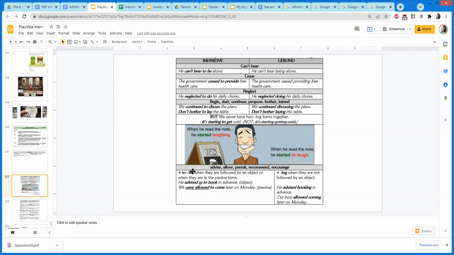The funny thing is, if you use somebody: he advised us to book in advance. We were allowed to come. He advised us to book in advance is infinitive because you have us, кому. He advised booking in advance. There is no us. That's why you say ing. He advised booking in advance. Permit doing, allow doing, but he allowed me to do. If you use the passive form, we were allowed to come, it will be the infinitive. Because our boss allowed coming, позволил приход, but in the passive voice, it will be was allowed to come.